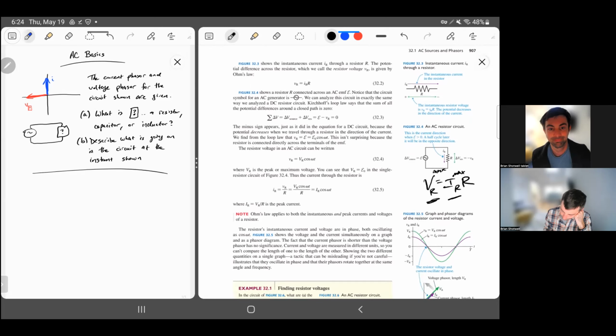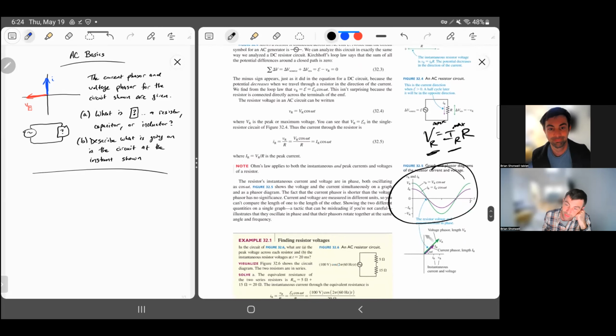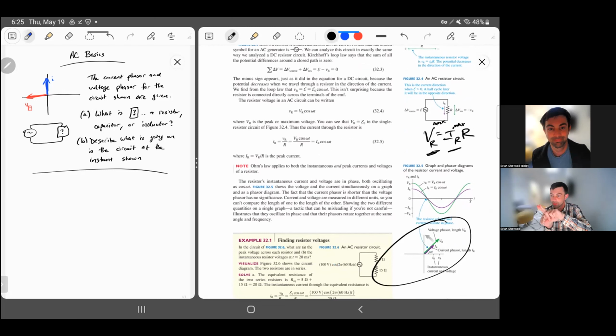So the graphs look like this, them being in phase. The voltage across the resistor and the current through the resistor are in phase. In terms of our phasor diagram, because the two phasors are in phase, they rotate together. They're with each other, not at some angle relative to each other.